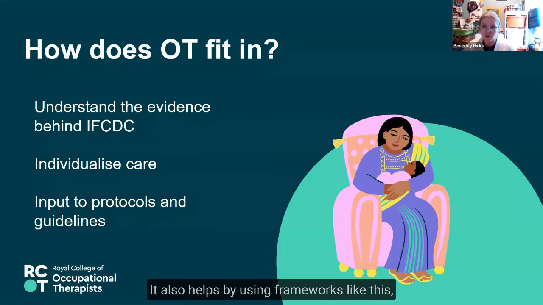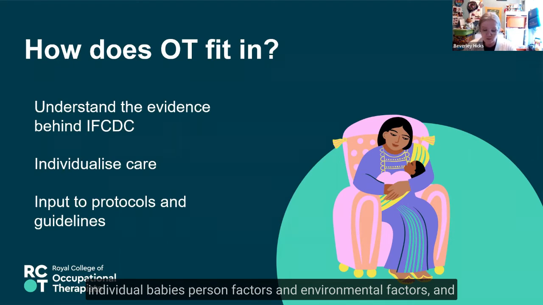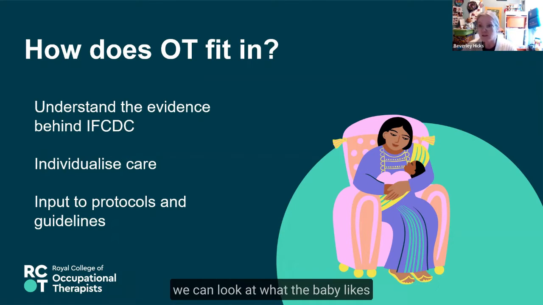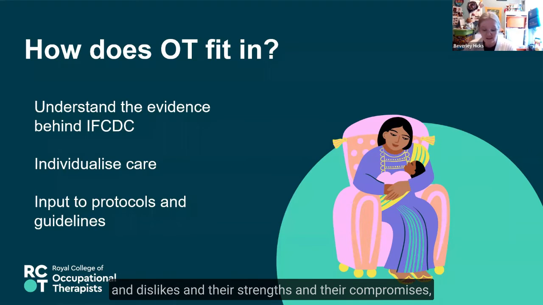It also helps by using frameworks like this, we can look and spend time assessing the individual baby's person factors and environmental factors and see how these impact on occupational performance. So we can look at what the baby likes and dislikes and their strengths and their compromises and how we can modify the physical environment.